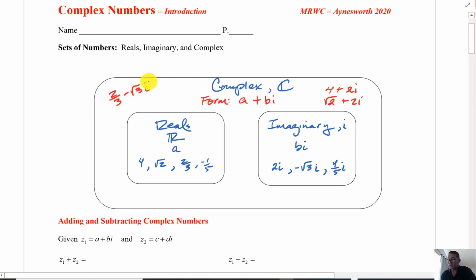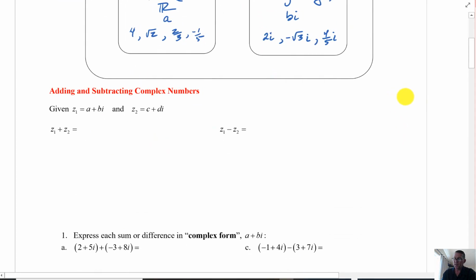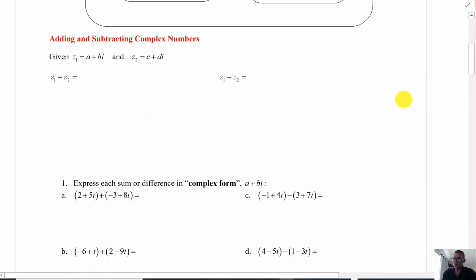That's still complex. So when you take a real number and add or subtract it to an imaginary number, you get what's called a complex number, which is the biggest field of numbers that we have at our level in our mathematics. So what we're going to do is play with the operations with complex numbers a little bit. The first thing we're going to do is add them, and then subtract them.